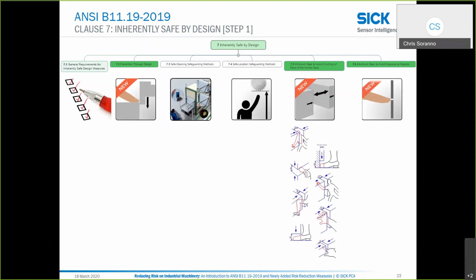And then the last clause that's also new is maximum gaps to avoid exposure to the hazard. So the previous one was minimum openings. So make sure that at its smallest point, it's not going to crush me. In contrast, clause 7.6 is what's the largest opening that I can have that will prevent someone from getting into the hazard zone. That's commonly referenced as a 1/4 inch or 6 millimeters. And so giving guidance for that, these are all design measures that can inherently reduce risk on equipment.